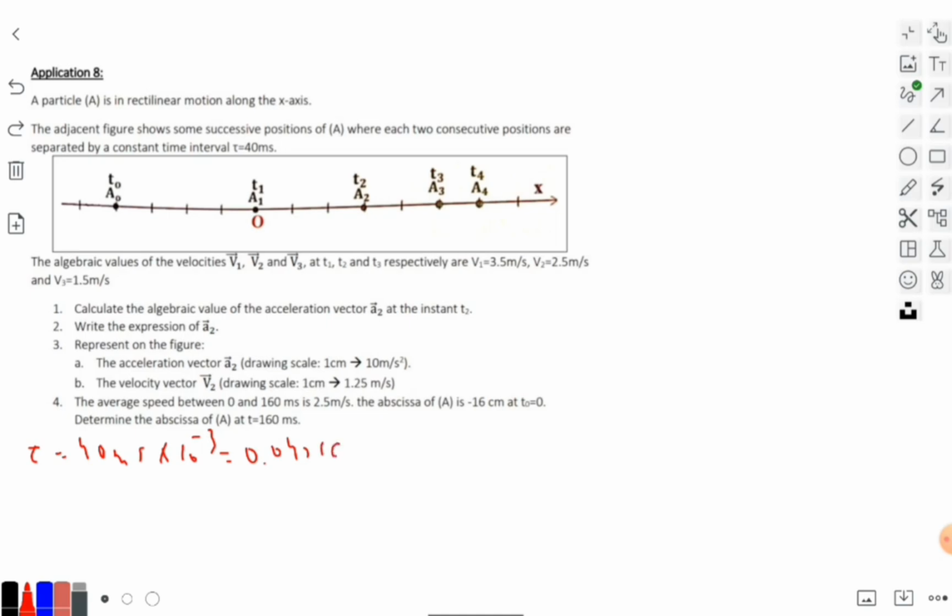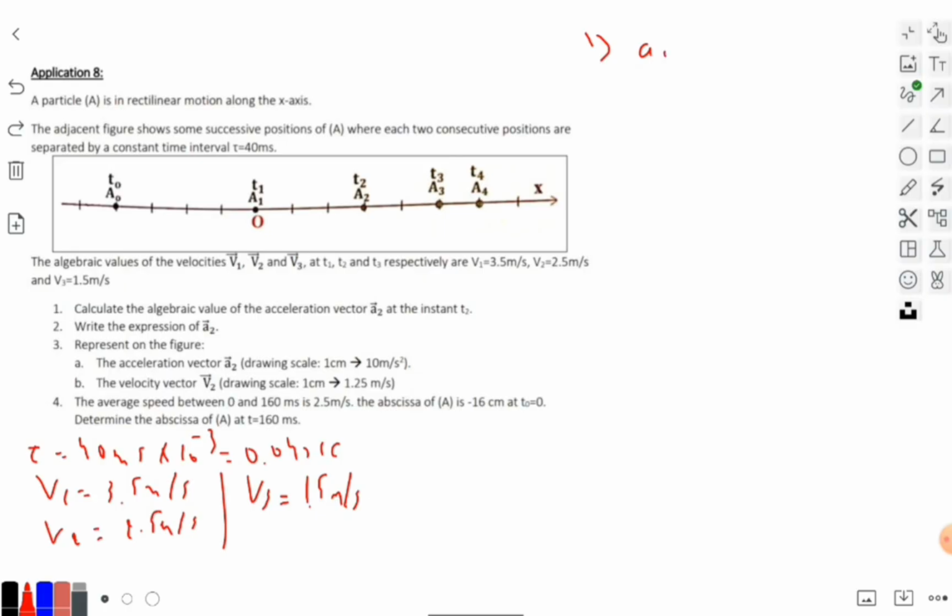The algebraic values of the velocities v1 vector, v2 vector, and v3 vector at t1, t2, and t3 respectively are v1, it's equal to 3.5 meter per second, v2 equal 2.5 meter per second, and v3 equal 1.5 meter per second. Part 1. Calculate the algebraic value of the acceleration vector a2 at the instant t2.